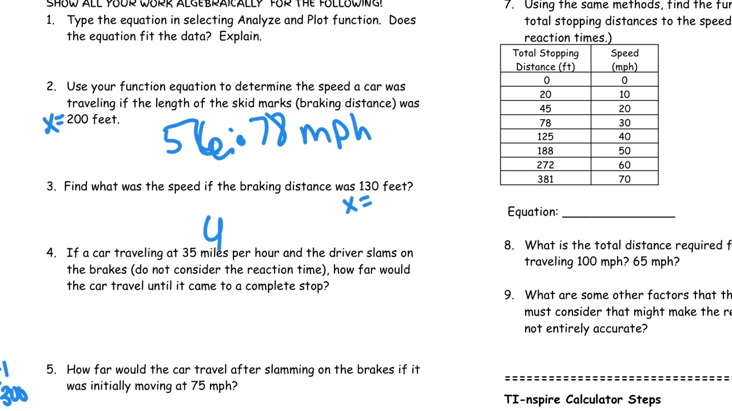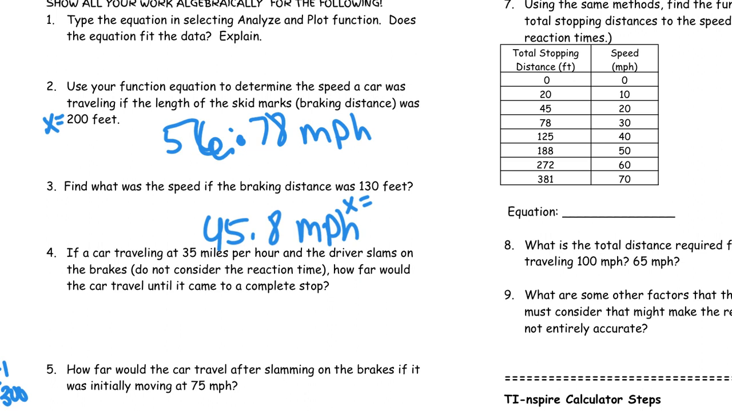45 point what? Miles per hour. So I'm going slower and my braking distance was less. Does that make sense? Okay.